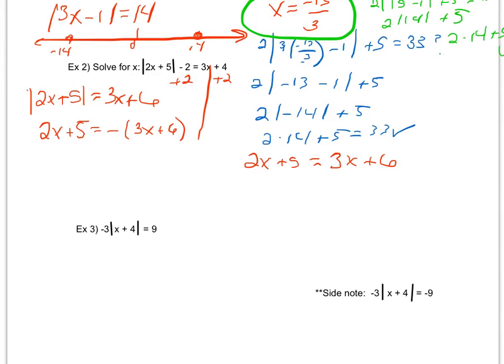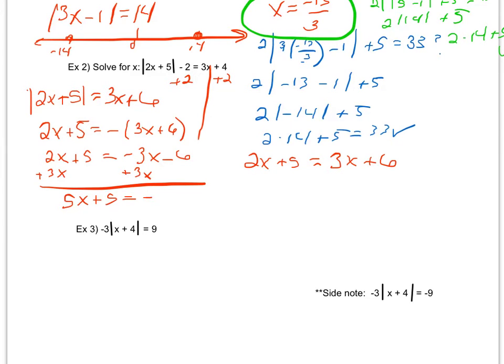So then I'm going to solve each of those. If I solve the first one, I get 2x plus 5. I start by distributing: negative 3x minus 6. Then I can either subtract 2x from both sides or add 3x. I'm going to go ahead and add 3x, giving me 5x plus 5 equals negative 6. Subtracting 5 from each side, I get 5x equals negative 11, and x equals negative 11 fifths. So there's my first possible solution.